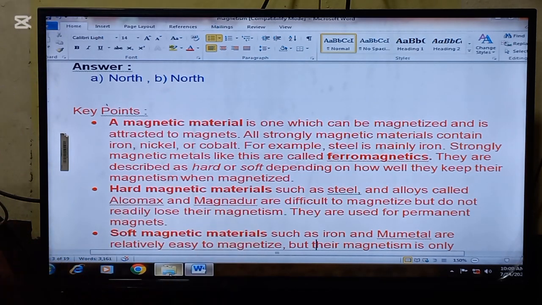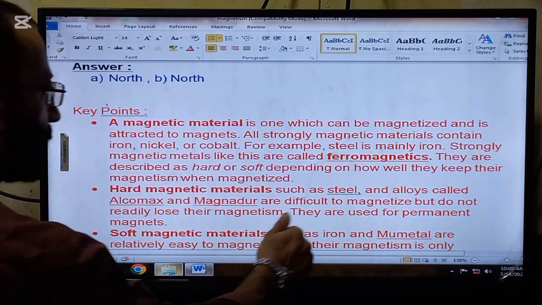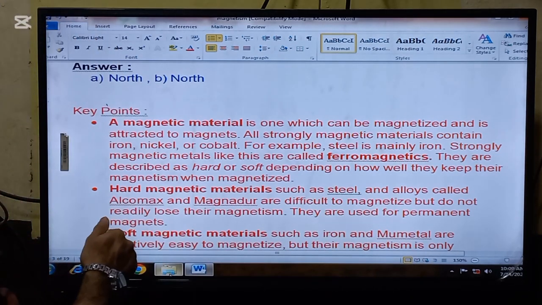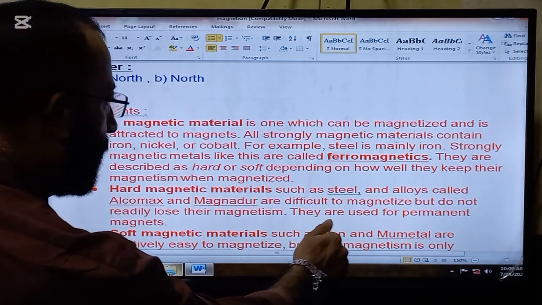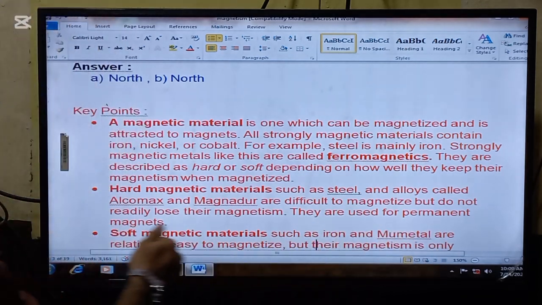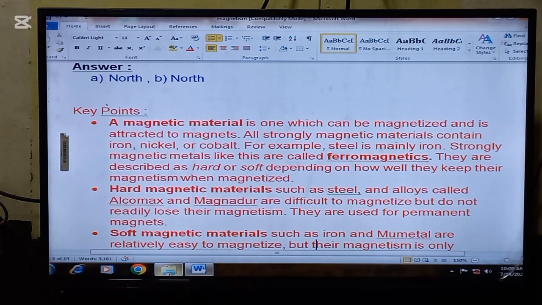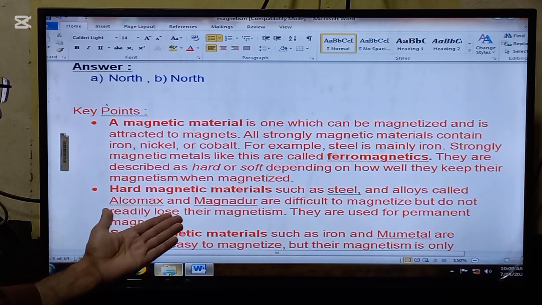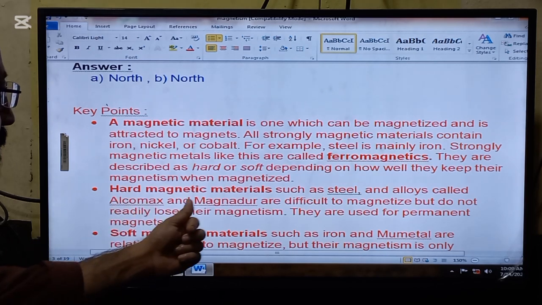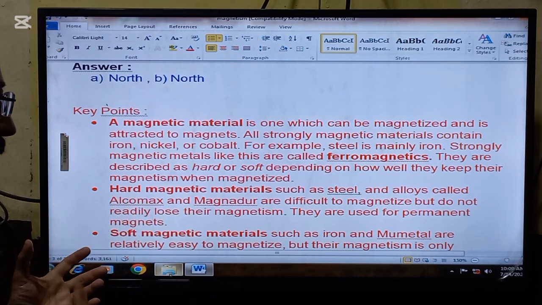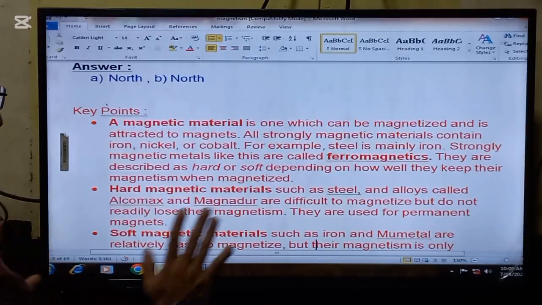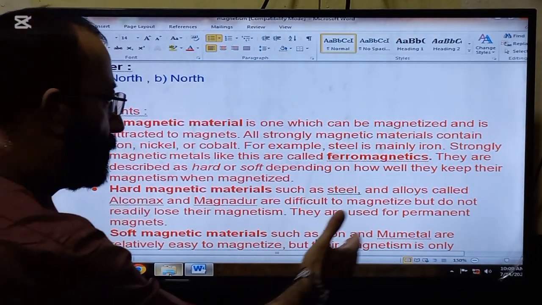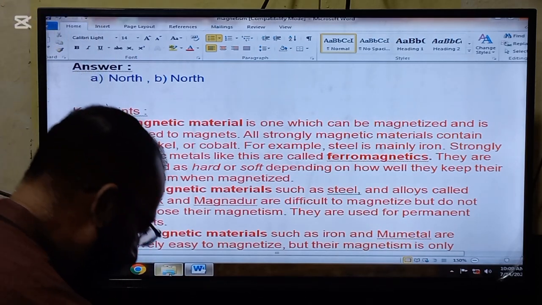Hard magnetic materials such as steel and alloys called alcomags and magnadur are difficult to magnetize but do not readily lose their magnetism. So these are hard magnetic materials, which are hard to magnetize but do not readily lose their magnetism. They are used for permanent magnets.